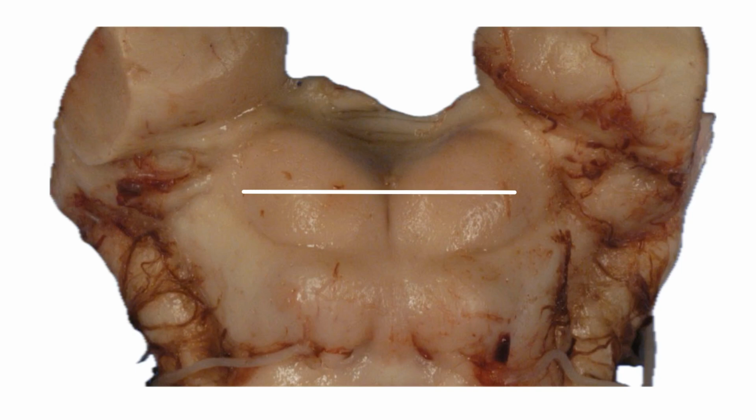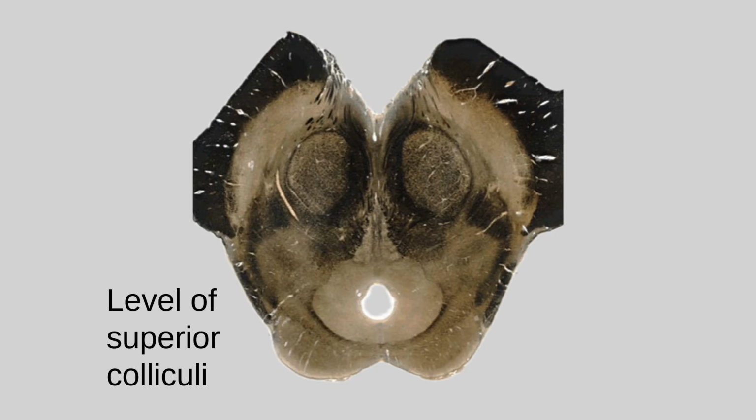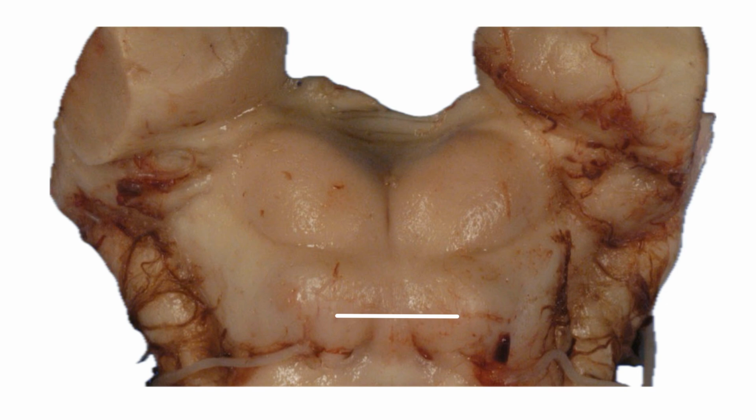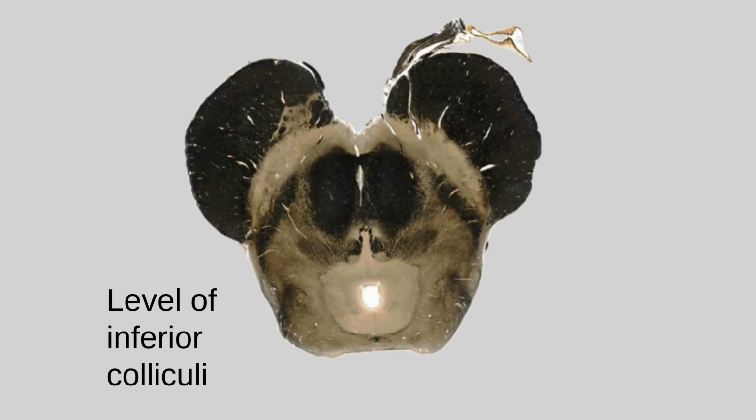At the level of the superior colliculae, in the upper half of the quadrigeminal plate, we can visualize an axial section such as this one. And at the level of the inferior colliculae, in the lower half of the quadrigeminal plate, we can visualize an axial section such as this one.